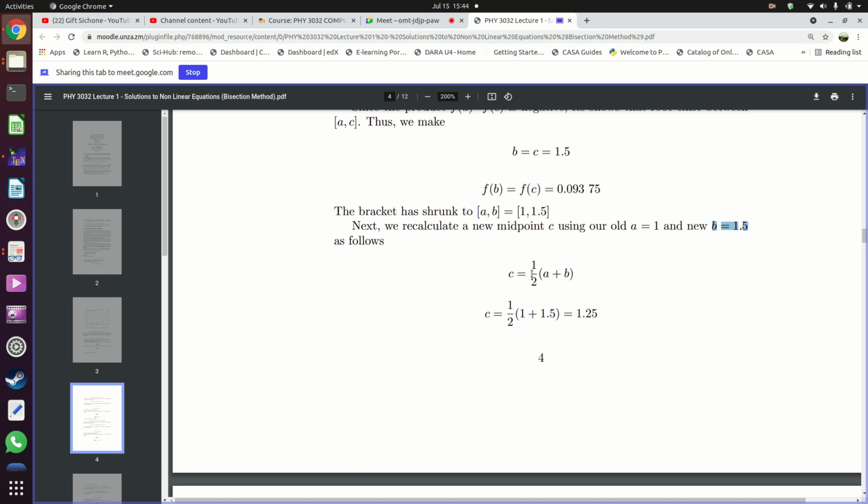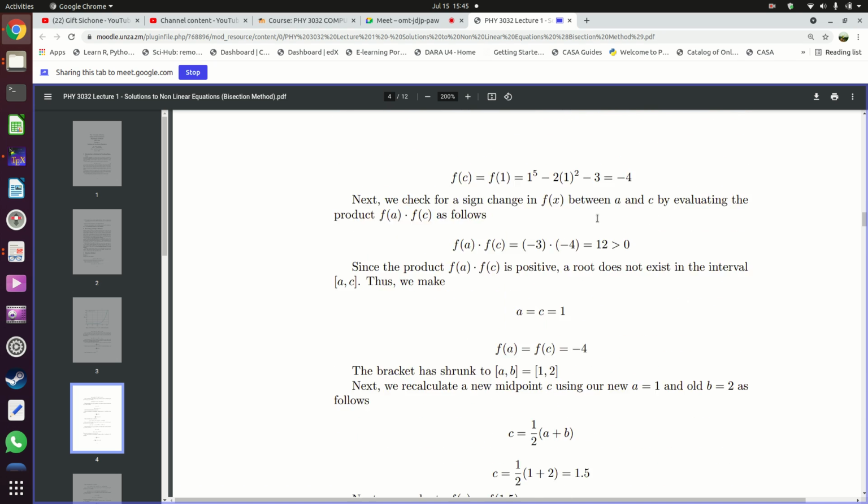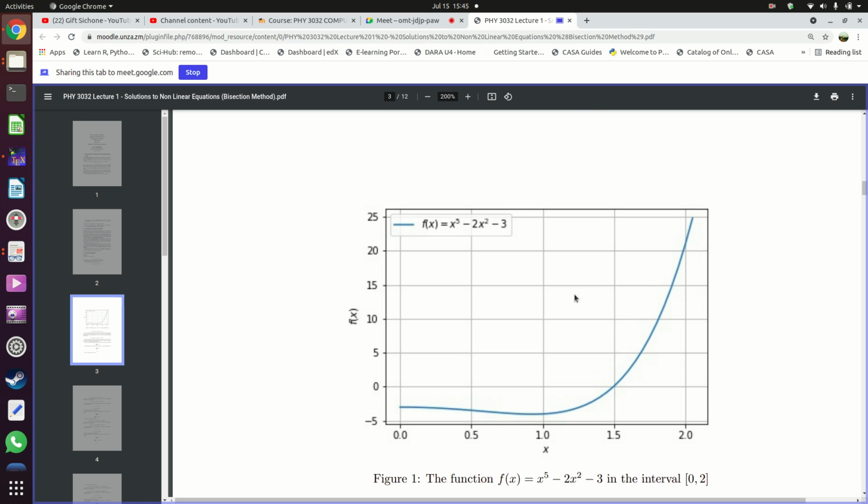The midpoint C is equal to half A plus B. So in this case, C is going to be half of 1 plus 1.5. 1 plus 1.5 is going to be 2.5. 2.5 divided by 2, or times half, is going to give you 1.25. So 1.25 becomes a new midpoint. 1.25 is somewhere halfway here. This is 1.5. So 1.25 is somewhere halfway there. So that's where your midpoint is going to be.